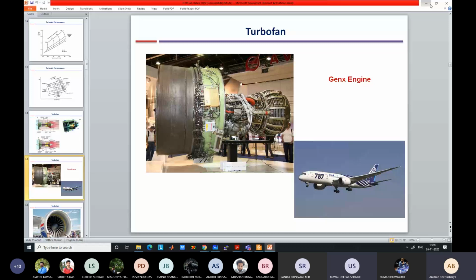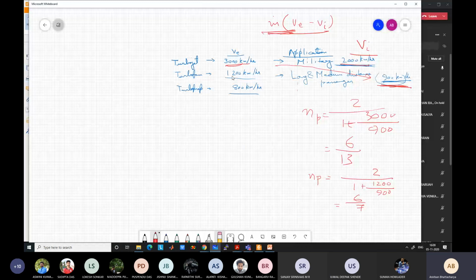I understand your question. Say you have a lower overall pressure ratio, across the nozzle. So your exhaust velocity you have reduced, even for the turbojet, to 1200 kilometers per hour. That you can do. You can design a turbojet with 1200 kilometers per hour exhaust gas velocity. That is your question, right? So why are we not using that instead of the turbofan?